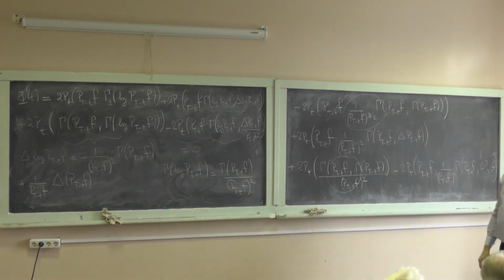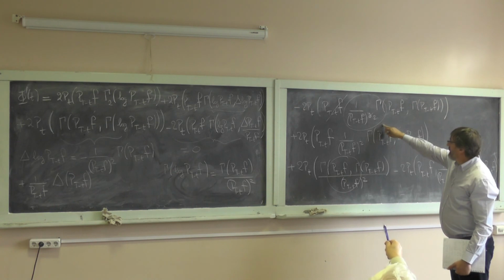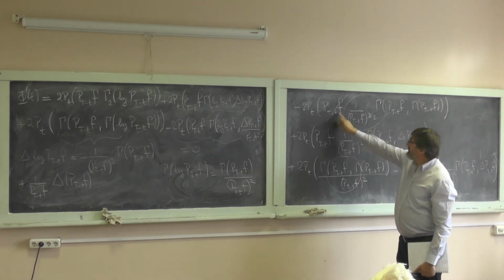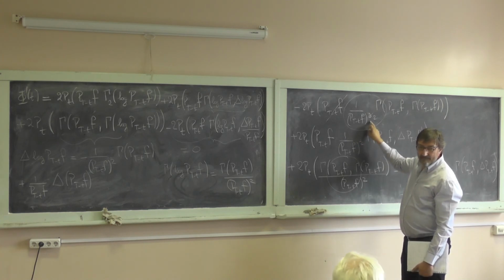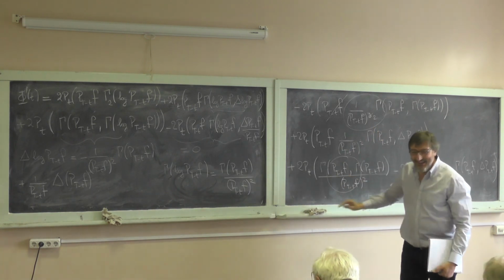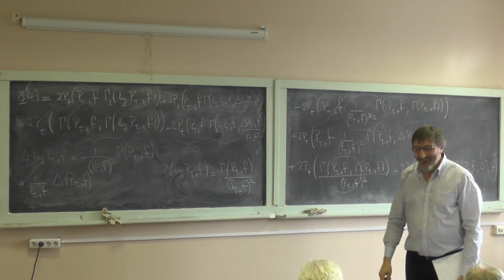Excuse me, why did you replace cube by square? Where? The first line. This one? The first line. Oh, there is a p1 and there is a denominator with power 3. Oh, I see. Okay. This was a simple one.